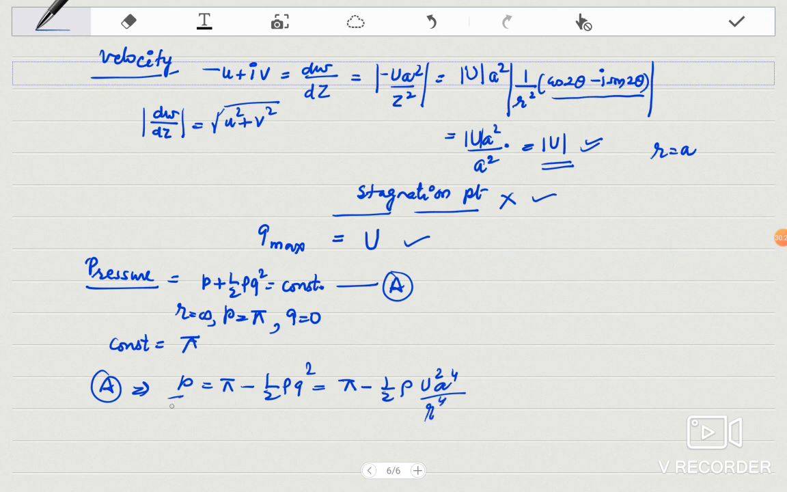It is p infinity minus half of rho u square a to the power 4 upon r to the power 4, that is q square. If I want to find the pressure at the surface of the cylinder, I put r is equal to a and get pressure to be p infinity minus half rho u square.